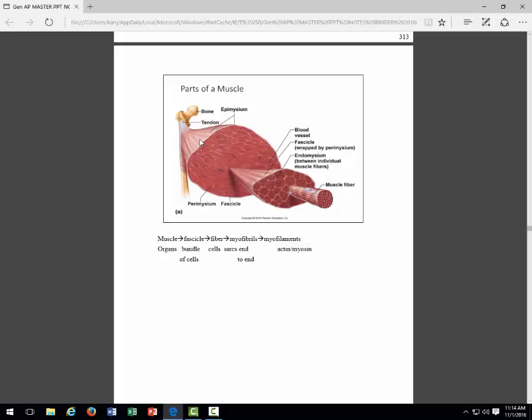And then underneath that are bundles of muscle cells. So bundles of muscle cells are called fascicles. So a fascicle is just a bundle of muscle cells. And it's surrounded by perimysium. So this here would be an example of a fascicle.